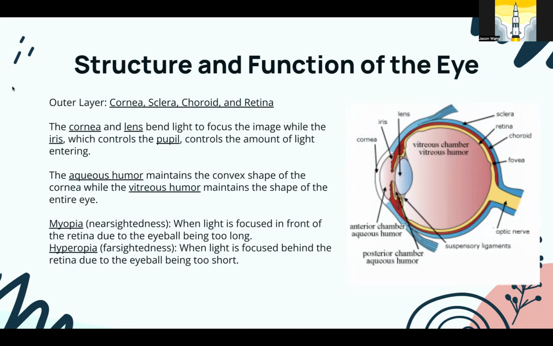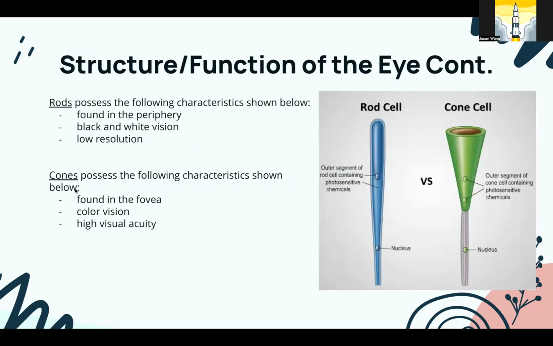And then if we're looking at the cones, they are found in the fovea, right? It's really densely populated around the fovea. It's responsible for color vision, and it has high visual acuity, right?